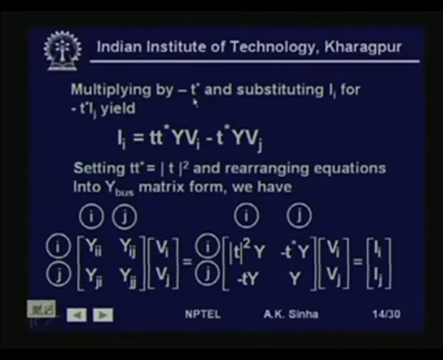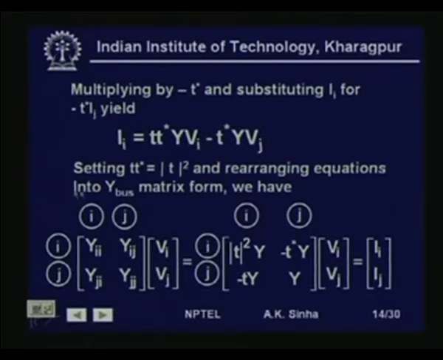So, multiplying by minus T conjugate and substituting for Ij, that is for minus T conjugate Ij, will yield Ii is equal to T conjugate into y into Vi minus T conjugate y into Vj. So, this is what we will get, that is, we have multiplied the equation by T conjugate, and we are writing minus T conjugate Ij is equal to Ii, and therefore, we will get Ii is equal to T conjugate y Vi minus T conjugate y Vj. Now, T conjugate times T is nothing but equal to T square.